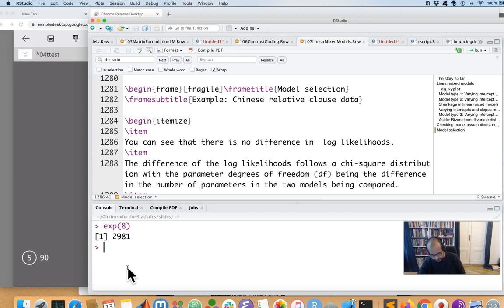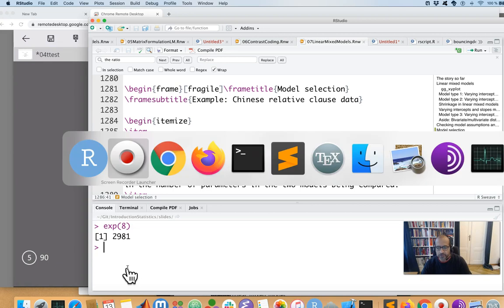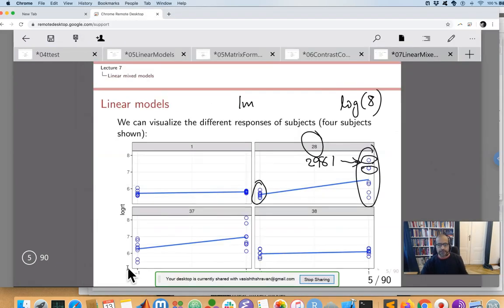So this data point here is 2981 milliseconds. That is a pretty slow reading time for reading a verb like saw. Imagine spending 3 seconds staring at the verb saw while reading. 1, 2, 3. What kind of cognitive process is going on in your head? Probably you're checking your email or texting someone. Maybe 3 seconds is too short for that, but you're certainly zoning out. So that data point looks rather suspicious to me, and this effect of this subject might be exaggerated.